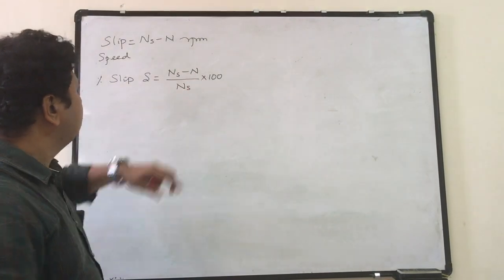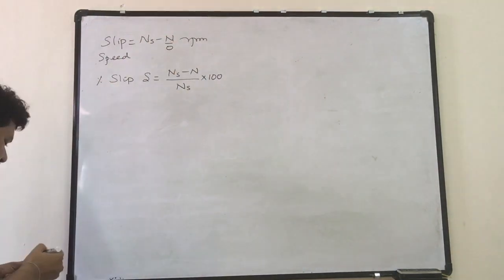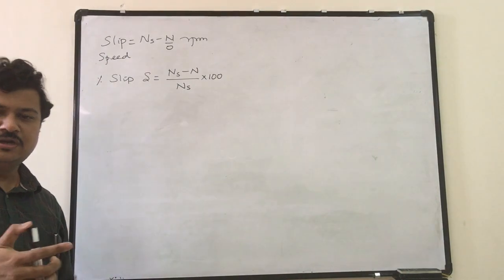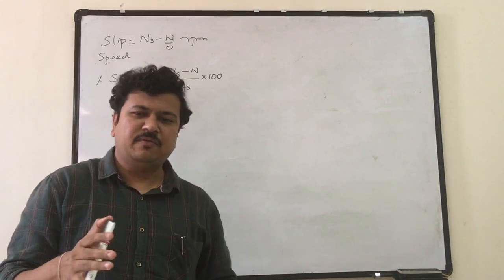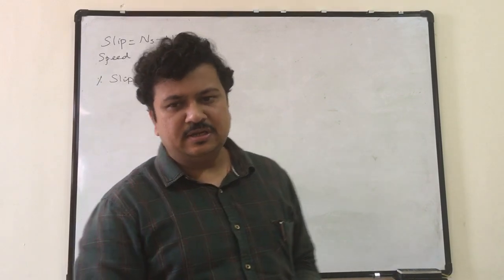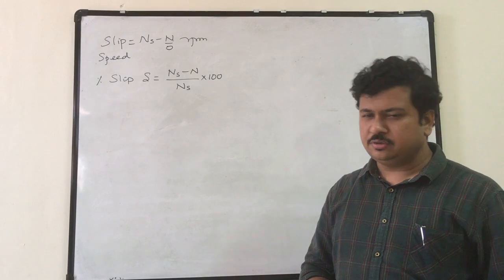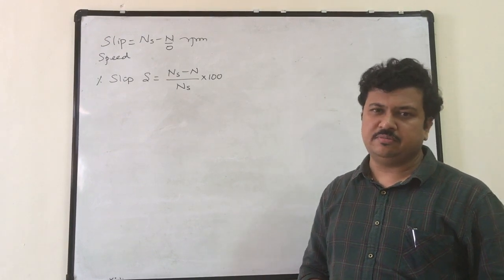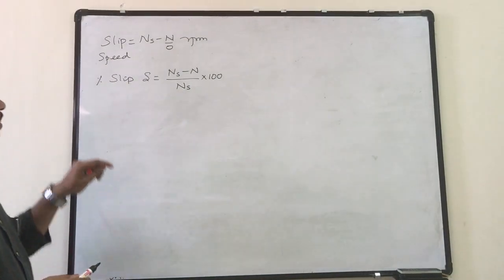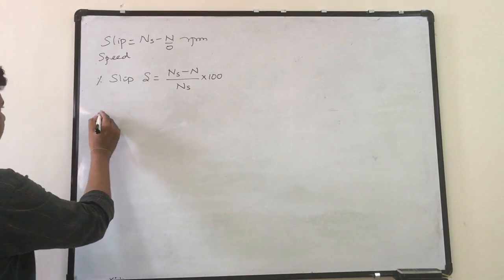Initially the speed was 0, initially my n will be 0, so relative speed will be ns. As the speed goes on increasing, my relative speed between the RMF and the rotor goes on decreasing. So this will be changing the frequency of induced EMF in the rotor. So now I should be knowing what is the frequency of induced EMF.